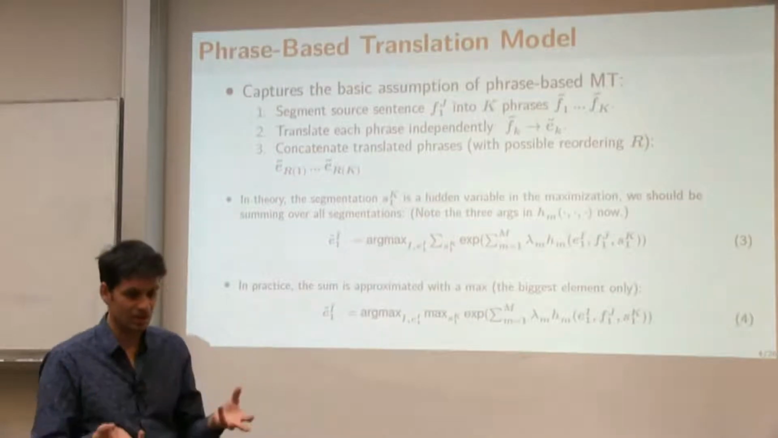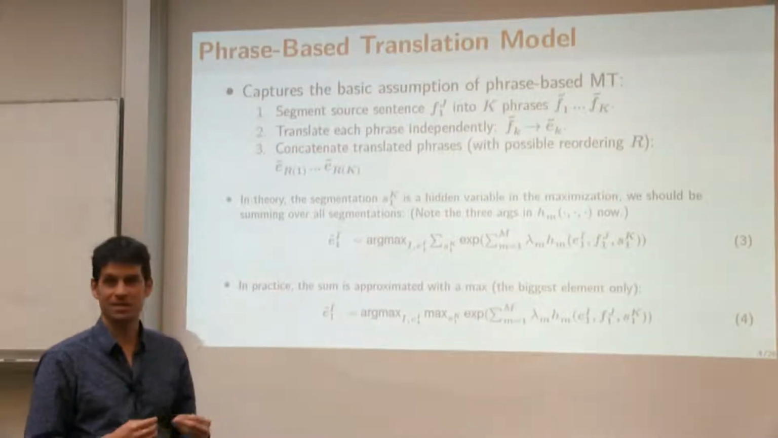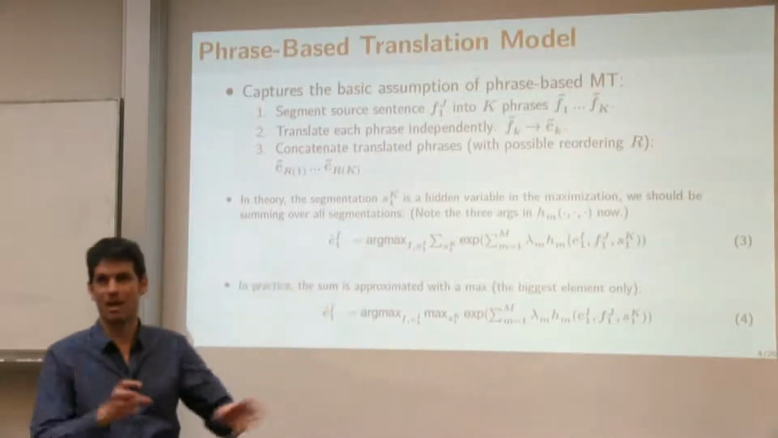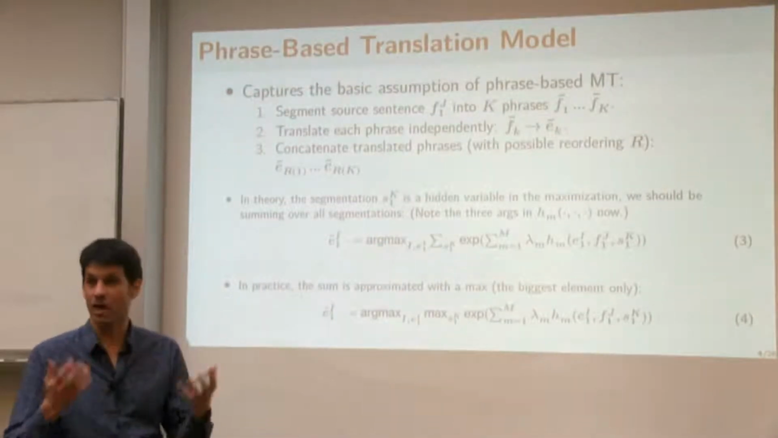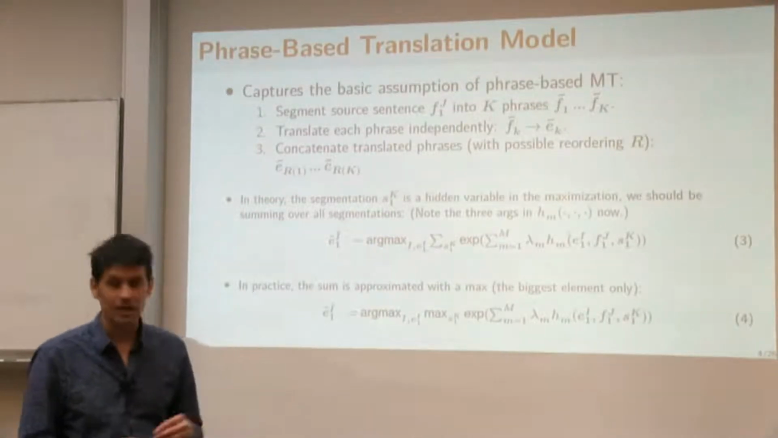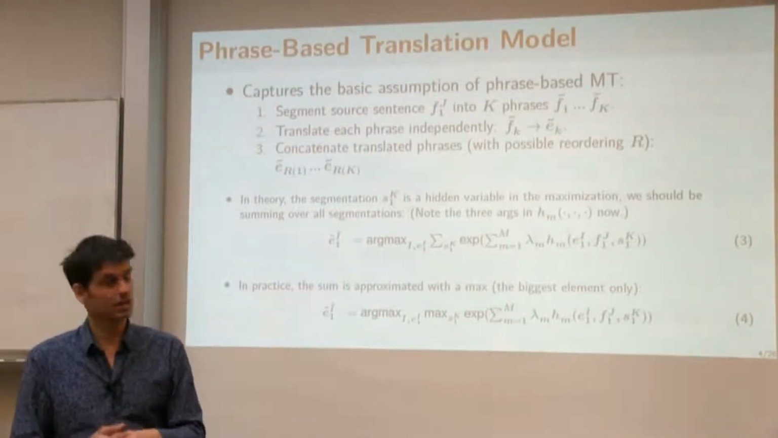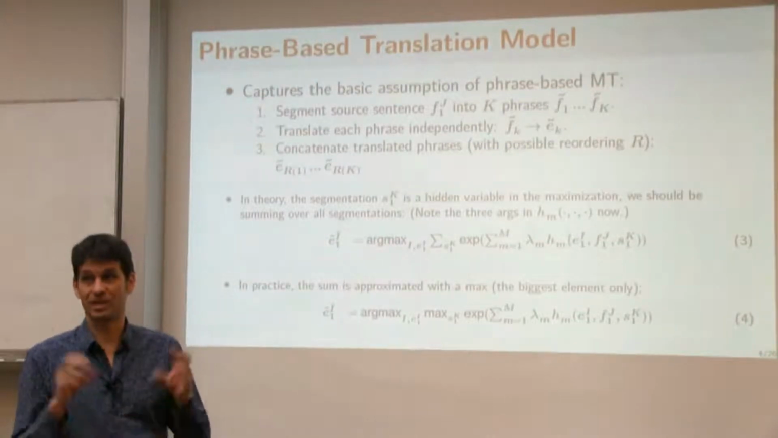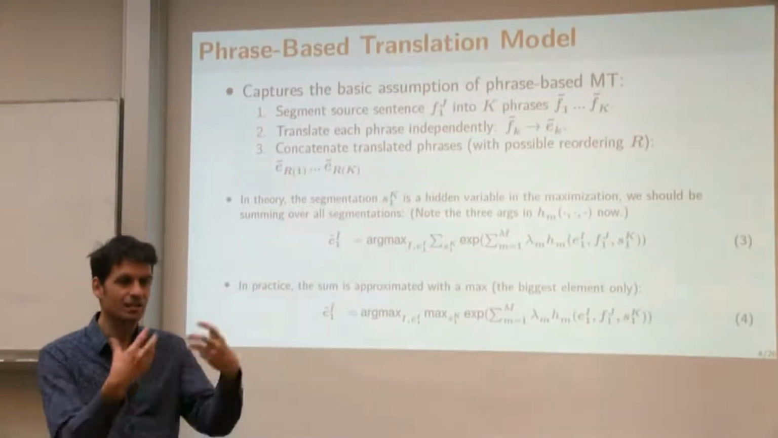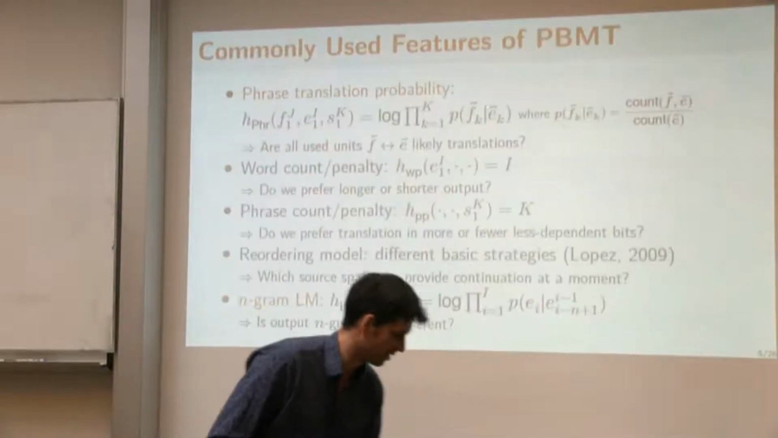So this segmentation is a hidden parameter in the maximization, and the way this is solved in practice is that this sum is actually approximated with just a max, with just the score of the highest scoring segmentation. So to put it really correctly, we are not searching for the best output sentence given the source sentence, but we are searching for the best derivation of that output sentence. So we're searching for the best segmentation of the input and translation of this segmented input. So this is just to make things really correct.